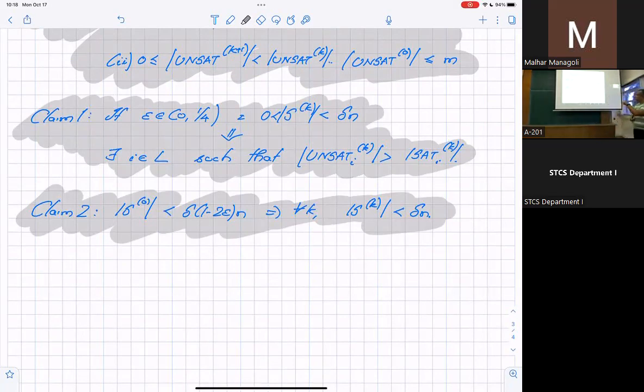Okay. So do you want me to go over the proofs of claim 1 and 2, or is this exactly what was done from last time? So yeah, okay. So proofs from last time.